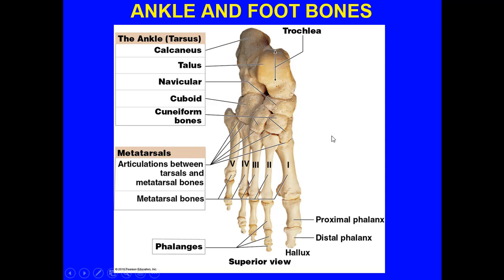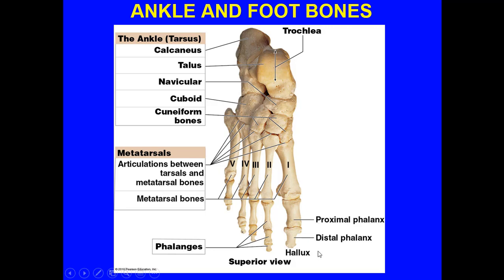When we look at the metatarsals, again, like the hand, the metatarsals start with 1, 2, 3, 4, 5, and you start at the side where the big toe is, where the hallux is. And again, as you're going through all of this, you have the articulations between the tarsals and metatarsal bones. You can see here the joints.